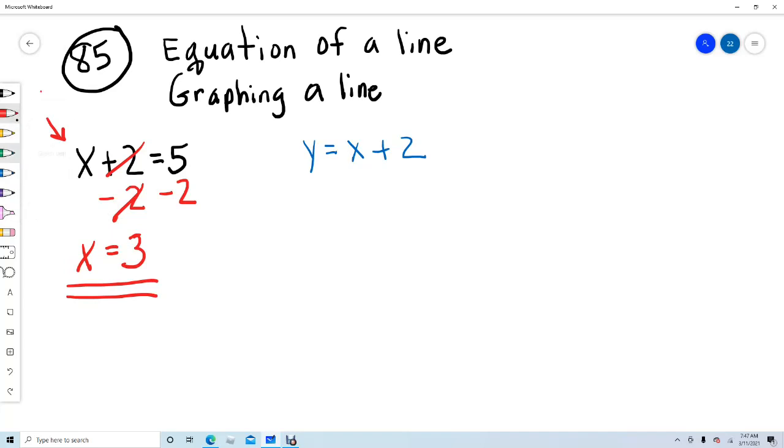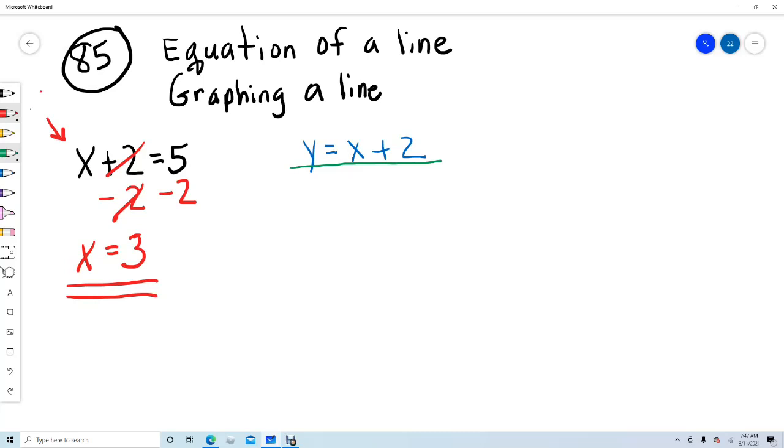Let's look at the equation here that I've written over here in blue. Y equals x plus 2. This is an equation with two variables now, y and x. So in an equation like this, we don't just have maybe one solution for y or x, but we can have a lot of different solutions, and I'll show you why.